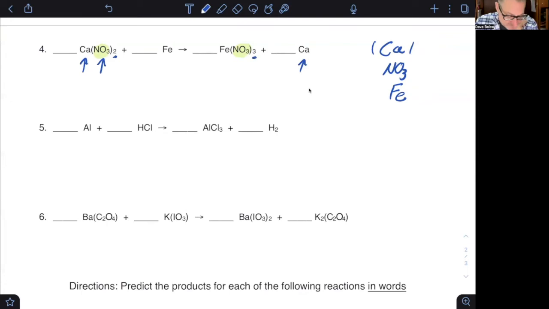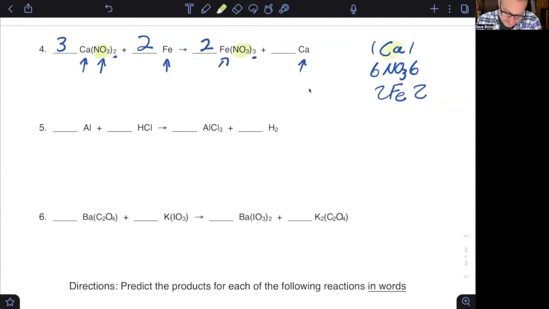Okay, so I'm going to do basically the same thing I did in the last one. If I put a 2 here, I can have 6, which is now an even number. And if I put a 3 here, I can also have 6. And I have 6 on both sides. And then my iron, I have 1 here. And on this side, I have 2. And this is a good, easy one to change. I can just put a 2 there. I have 2 on both sides.